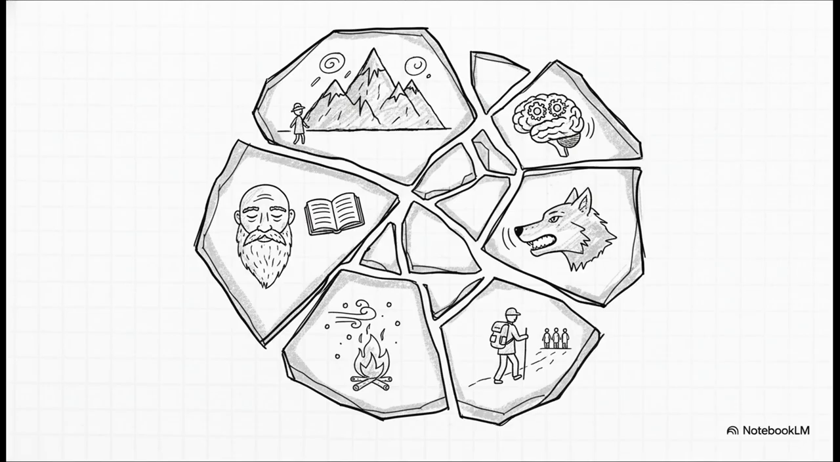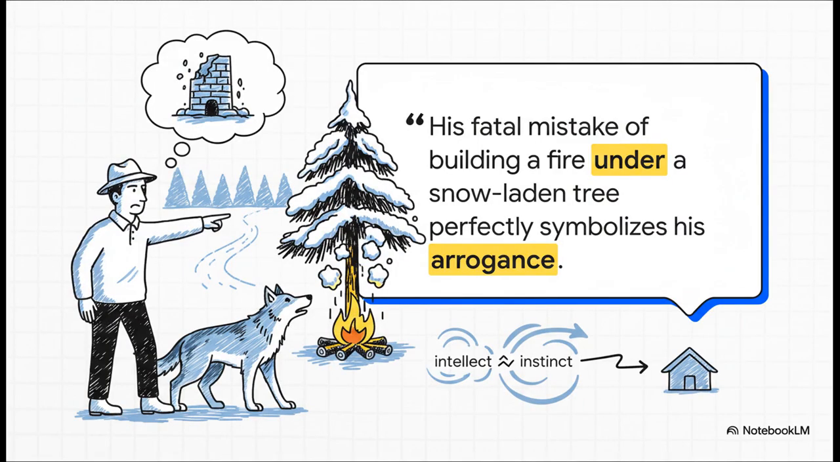And here is where it all comes together. The man, he's new to the area and he completely ignores advice from an old-timer and the gut feelings of his own dog. His huge mistake, building a fire under a tree loaded with snow, that's not just a clumsy moment in the plot. It's everything. It's a perfect symbol of his arrogance. His human brain fails him, while the dog's pure instinct was screaming, this is a bad idea.